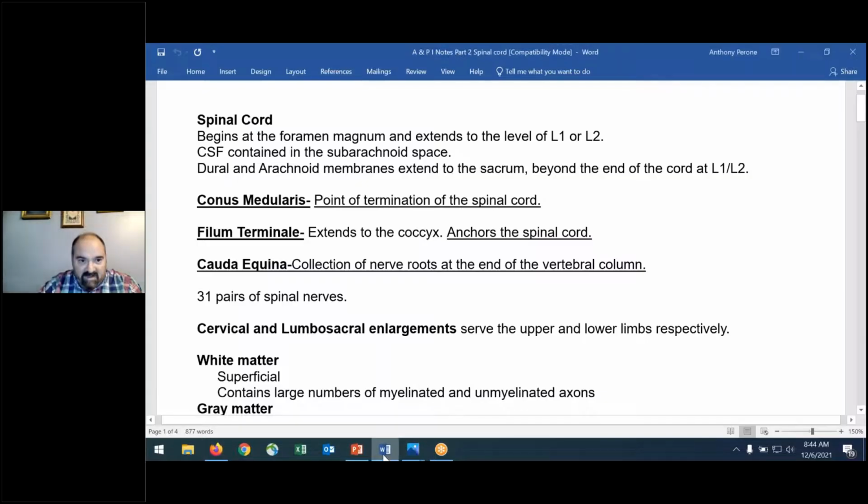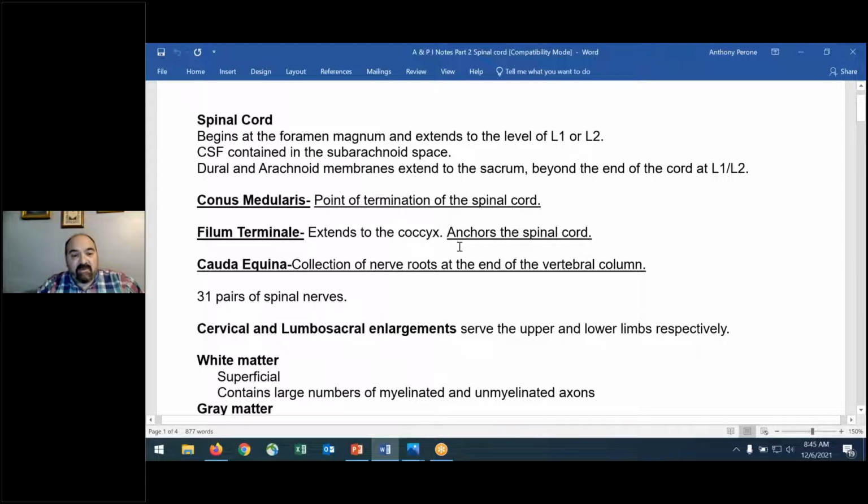Okay, let's get back into the spinal cord. It begins at the foramen magnum. So we know what the foramen magnum is, that very large hole, right? It extends to the level of L1, L2. There are some anatomical differences between people. That point of termination at L1, L2 is called the conus medullaris.